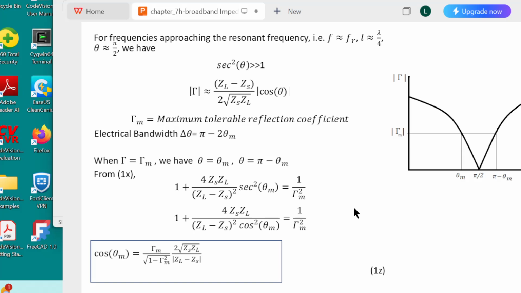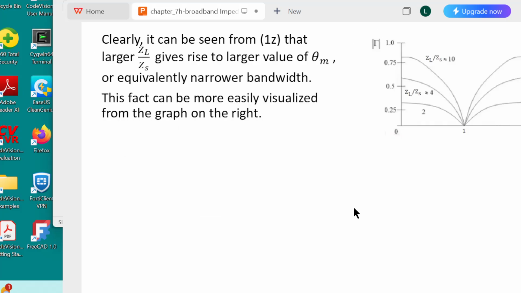Okay, we are going to look at the next page. The larger the ratio of load impedance to the source impedance, the larger the beta m will be. Equivalently, when beta m is smaller, then we will have a more narrow bandwidth.